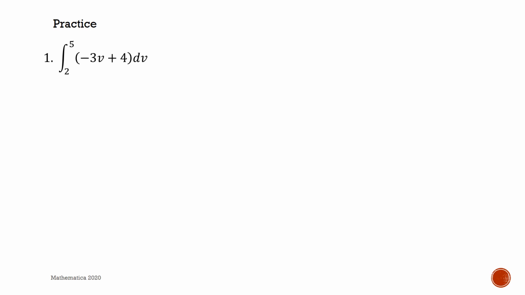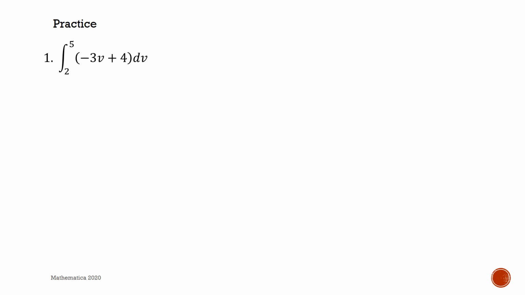Okay, we're going to take a look at some practice examples just so that we can distinguish between the first fundamental theorem of calculus and the second fundamental theorem of calculus, or for example evaluating simply a definite integral. So we have this integral. It's a definite integral because we have our upper and lower values. We know that it's from 2 to 5, so therefore it is simply a definite integral. It's dv, so therefore it's with respect to v.